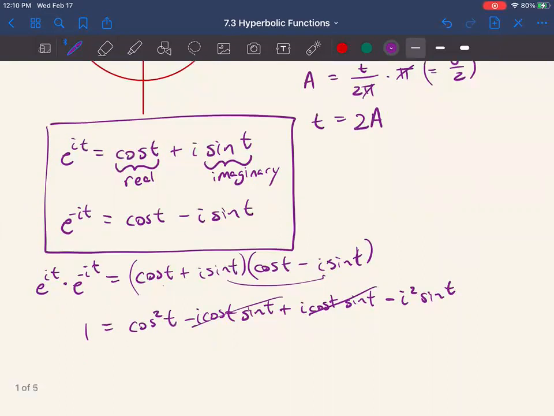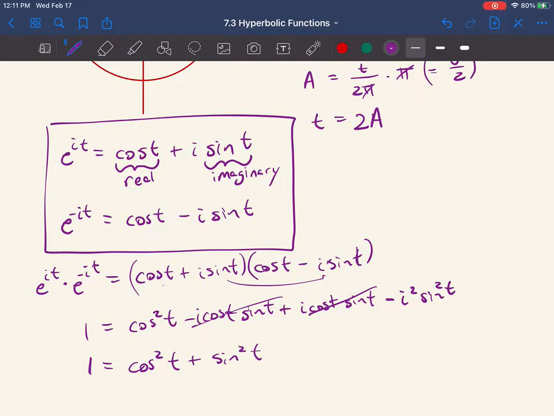And then what's i squared? Negative one. So this becomes one equals cosine squared t, and then we have minus negative sine t, or sine squared t, sorry. And that will then become plus sine squared t. And so there's that basic trig identity right there. Cosine squared plus sine squared equals one, right? We all know that one. And there it is, just coming from essentially what is our definition of sine and cosine.